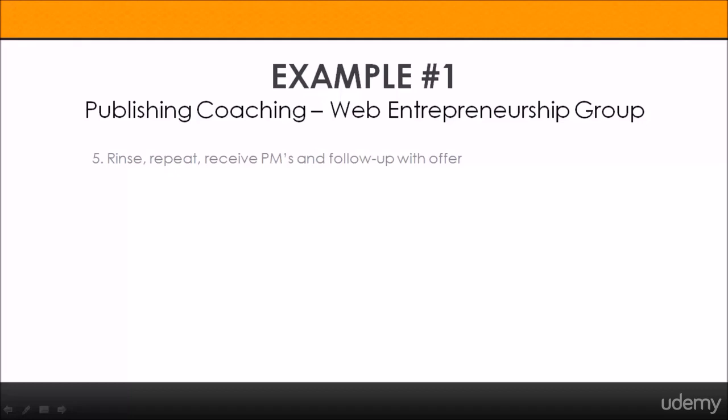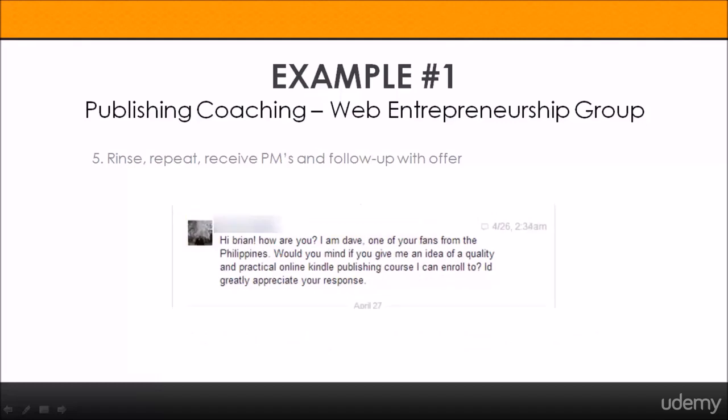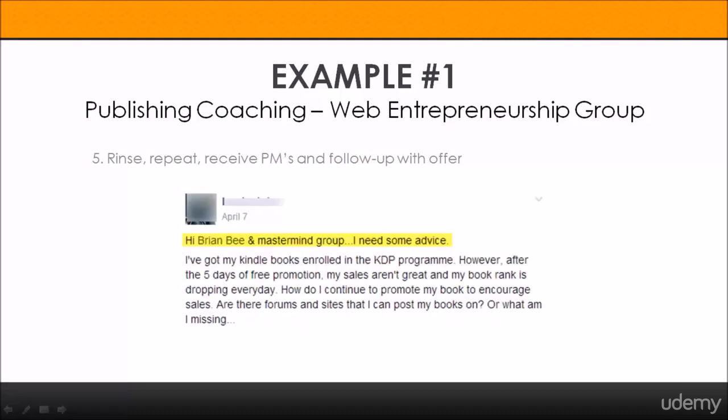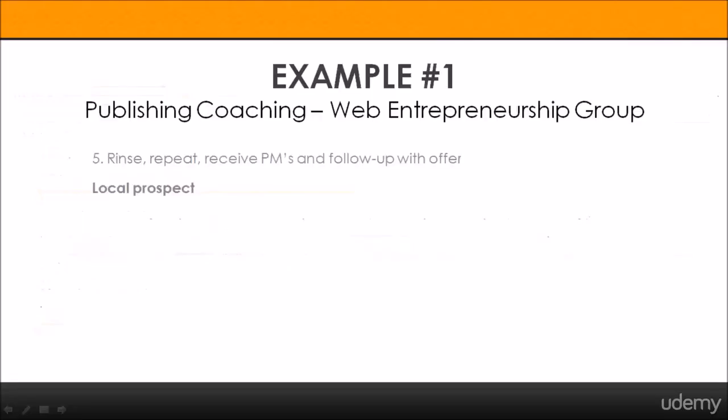Now, these examples or messages that I received are not in chronological order, but I just want to show you what these messages look like when you receive them. This person messaged me through Facebook with questions. This person is actually from the Philippines, and he's looking for information on enrolling in one of my publishing courses. This person is also looking for access to one of my courses. This person actually tagged me in one of the posts asking for advice. And you'll also get direct emails like one of these, people asking you for advice. So these are all leads that you can follow up with.